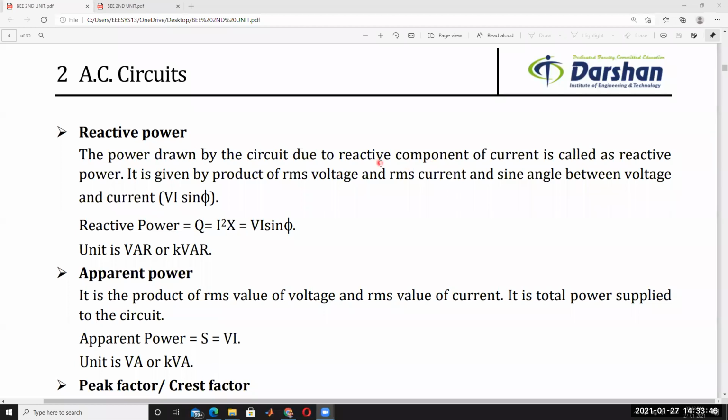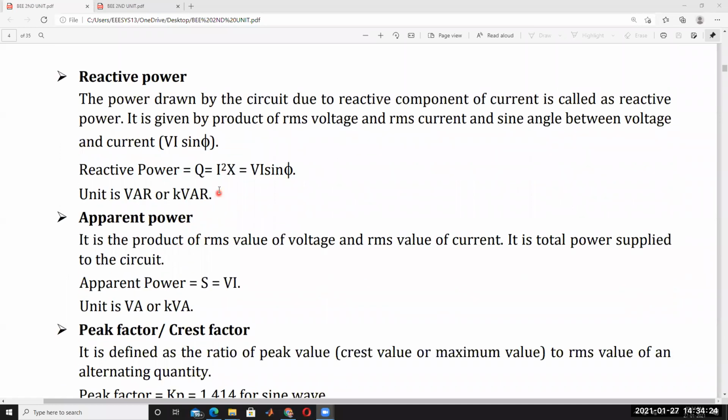The reactive component is because of inductive or capacitive effect. In an inductor, there is an inductive reactance. In a capacitor, there is a capacitive reactance. Because of that, the reactive power comes into the picture. Understand? Because of energy storage elements, inductor and capacitor, the reactive power component comes into the picture. For a pure resistive circuit, there is no reactive power. Reactive power is indicated by Q, that is I square into X, that is VI into sin phi.